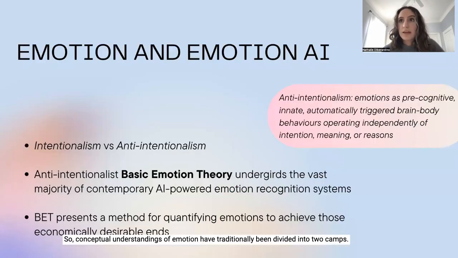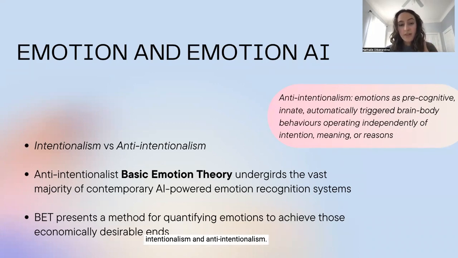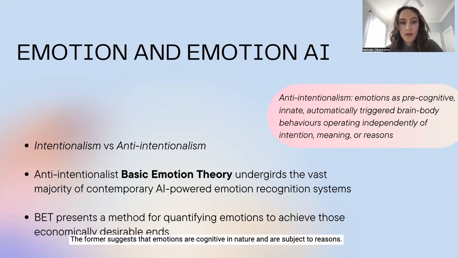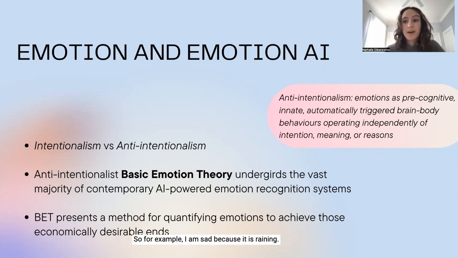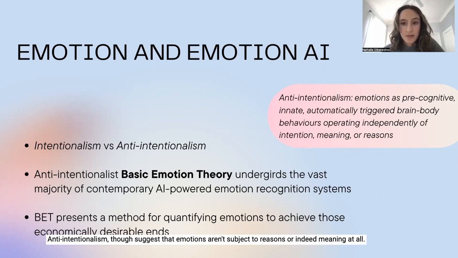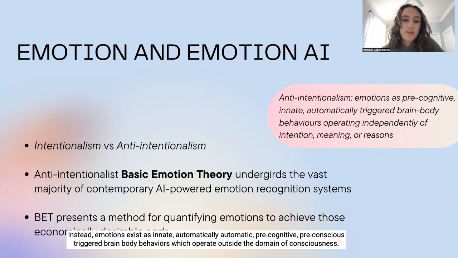So conceptual understandings of emotion have traditionally been divided into two camps, intentionalism and anti-intentionalism. The former suggests that emotions are cognitive in nature and are subject to reasons. So, for example, I am sad because it is raining. Anti-intentionalism, though, suggests that emotions aren't subject to reasons or indeed meaning at all. Instead, emotions exist as innate, automatic, precognitive, preconscious, triggered brain-body behaviors, which operate outside the domain of consciousness.